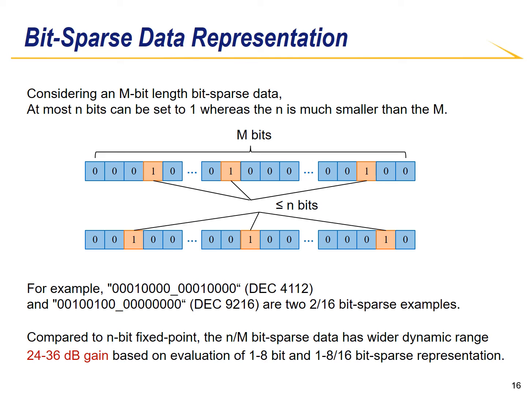This figure shows two examples of the n over m bit-sparse data. In addition, we list another two examples of the 2 over 16 bit-sparse data, which can be converted to decimal format by decoding the bit-sparse data as 16-bit fixed-point data. In fact, we evaluated and found that the 1 to 8 over 16 bit-sparse data type can achieve significantly higher dynamic range than the 1 to 8-bit fixed-point data type on the LSTM weights after the training has converged.